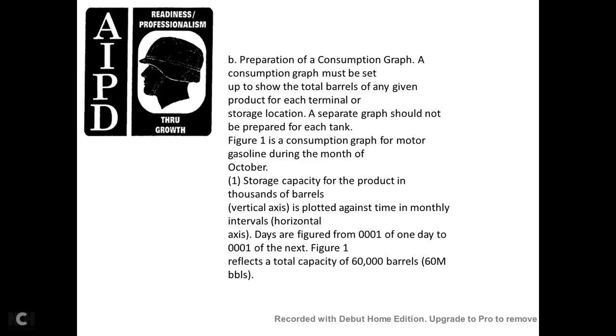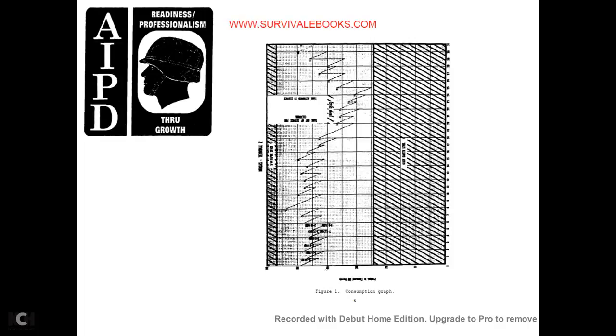The horizontal axis shows days, figured from 0001 hours on one day to 0100 hours the next. Figure 1 reflects the total capacity of 60,000 barrels, or 60 MBBLs. Figure 1 shows the consumption graph.